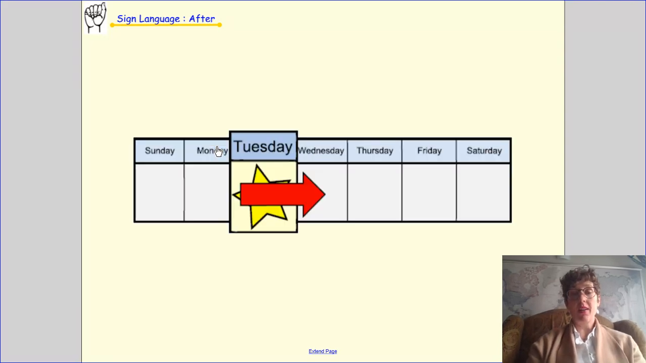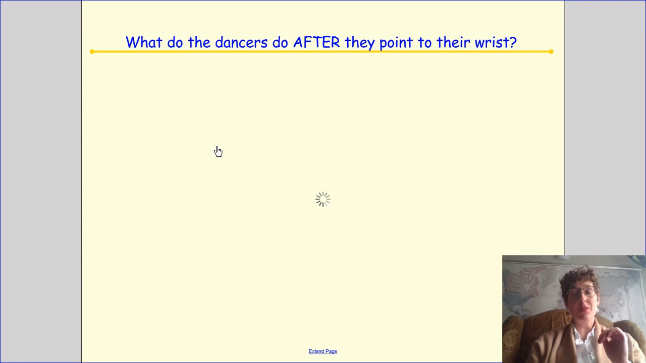And then for after, we're going to do like this. We'll put our hands like this, and we're going to say after. After. Like that. Okay? So those are all of our signs.